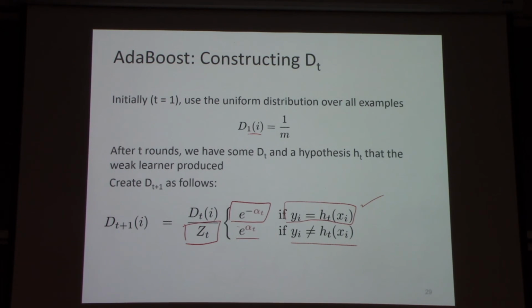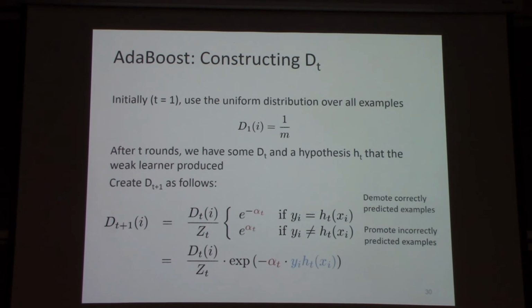If in general the alpha t is a positive number, do you agree this does what we wanted? Effectively, we need to find an alpha at time step t such that it's always a positive number. Then this takes care of what we want: on correctly predicted examples, you get a demotion, and on incorrectly predicted examples, you get a promotion.